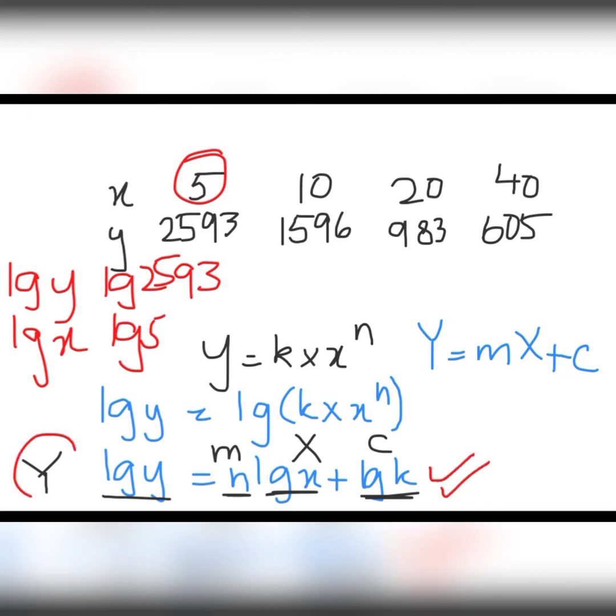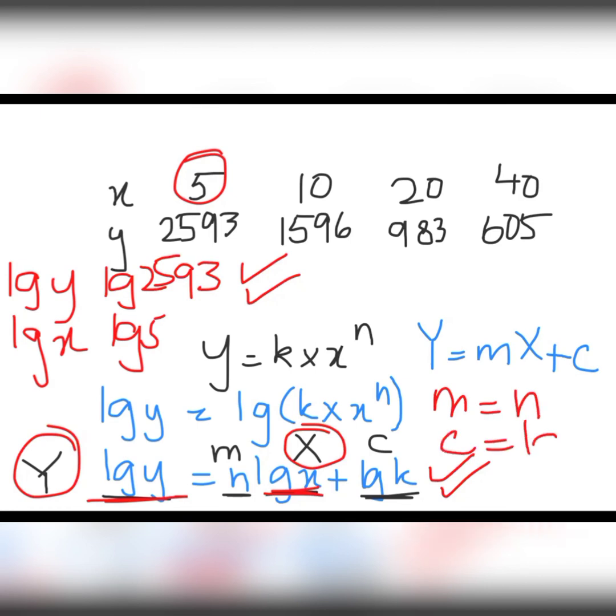So when I plot capital Y against capital X, or LGY against LGX, as shown over here, I am going to get a straight line graph. And then the gradient of this graph and the intercept of this graph will give me the values of n and LGK. So my gradient is n and my intercept is LGK. And in this manner, I can also find the values of n and the value of k.